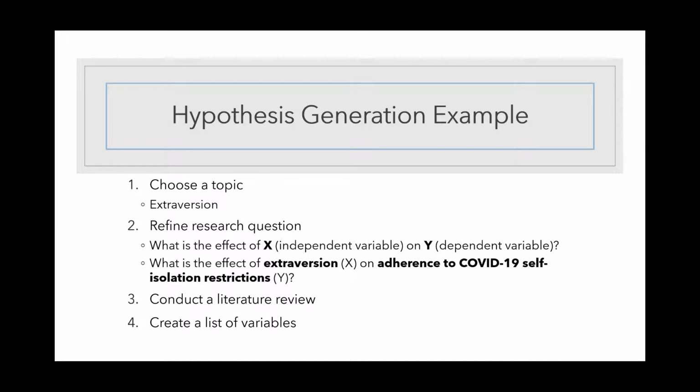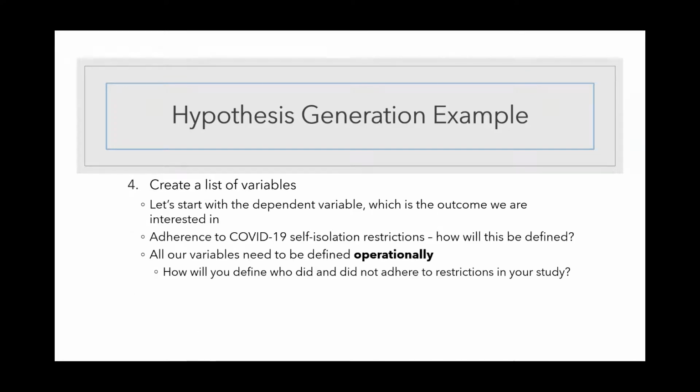Now I have my question, and the next thing I need to do is select my actual variables and define them. So I need to define both of my variables operationally, meaning I need to specify in a concrete way what it means to adhere or not to adhere to self-isolation restrictions in my study for my purposes. So how will I determine who did and who did not adhere to self-isolation restrictions?